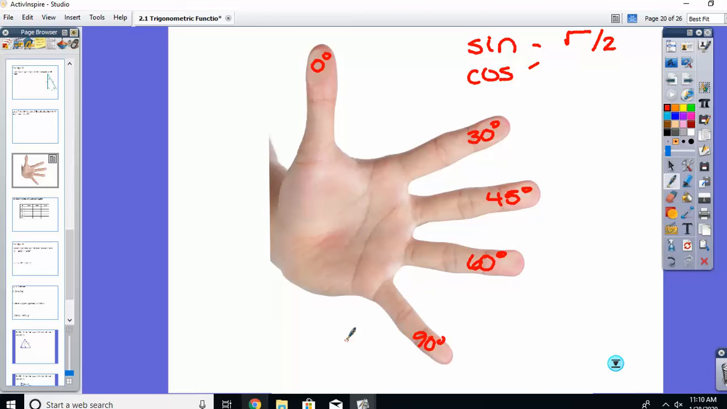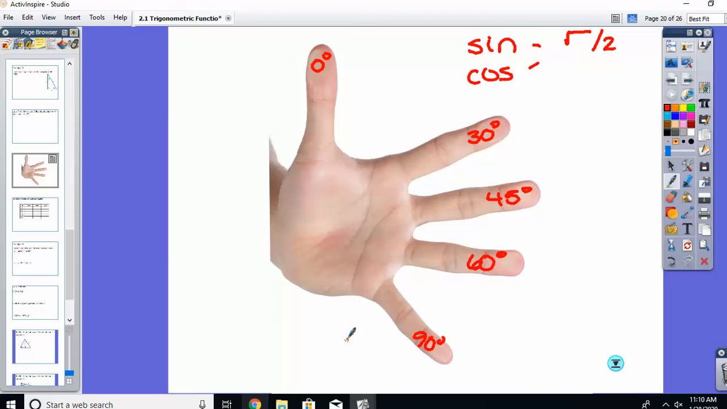Isn't that what we had before? We were doing it before from our picture. And sine was y over r, 0 over 1, and that gave us 0. Cosine was x over r, 1 over 1 gave us 1.